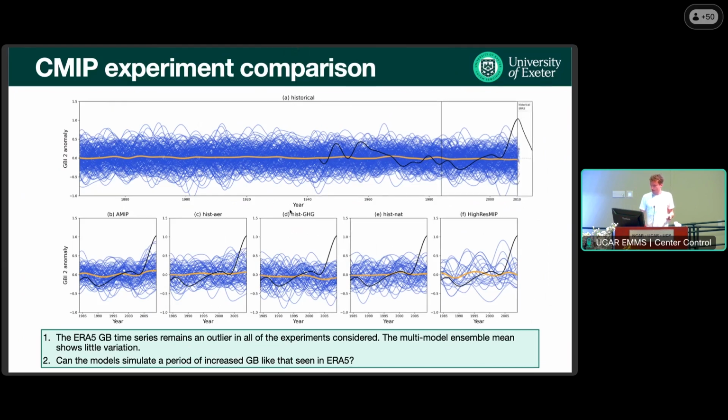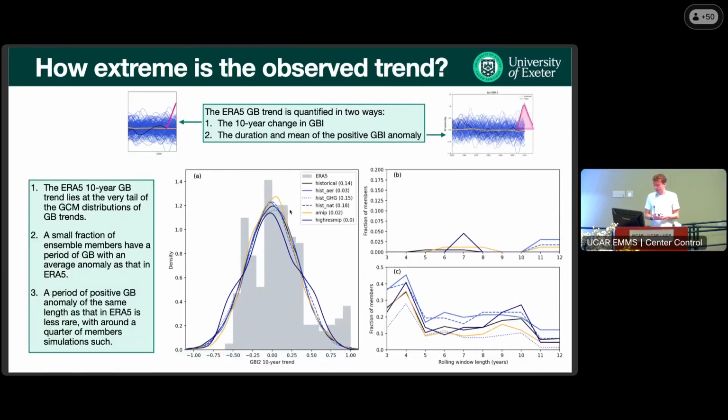So to do that, I quantify this increasing trend in Greenland in 2 ways. So first, we look at this green line, which is a 10-year trend in Greenland blocking. So I compare that trend in ERA5 to all the trends in all the members in all their time periods. And then we compare this triangle, the average anomaly of blocking during that increased period. We look at the average anomaly as well as the length that the Greenland blocking stayed above a certain threshold. That is summarized in this figure.